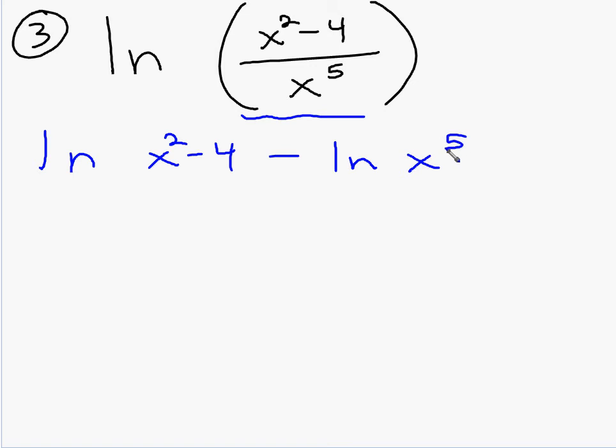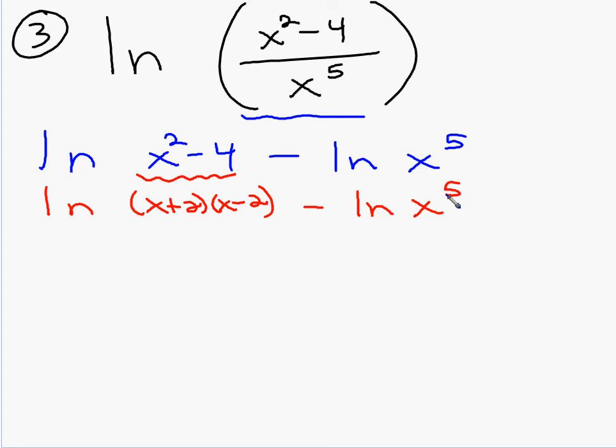Now sometimes people ask, how do I know when I'm done? Well, when you've done all you can do. There's more that I can do with this, because can't I write x squared minus 4 as a product? Can't I write this as x plus 2 times x minus 2? Right? So now I've got the natural log of x plus 2 times x minus 2 minus the natural log of x to the 5th.